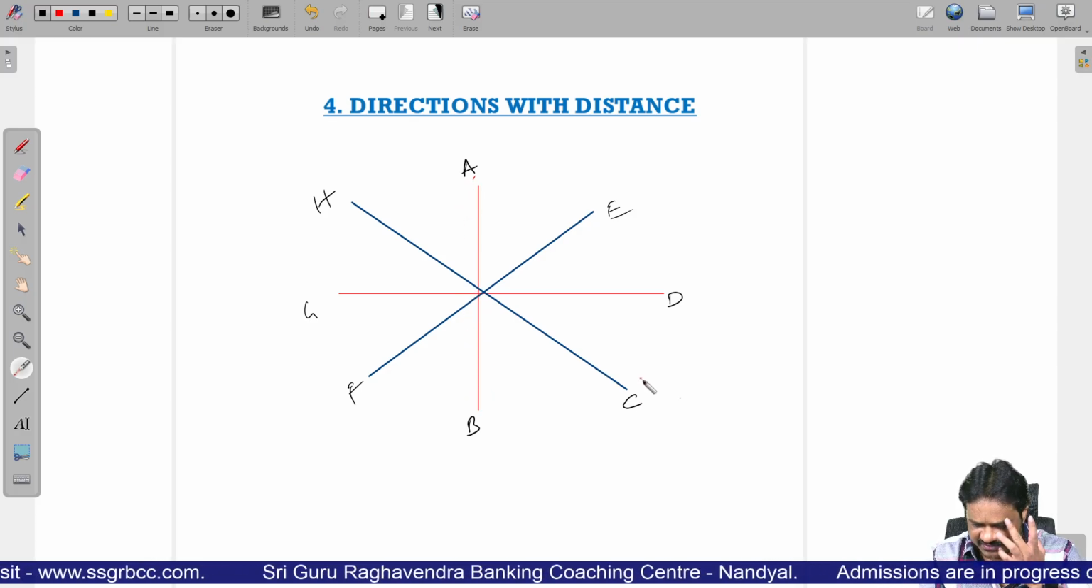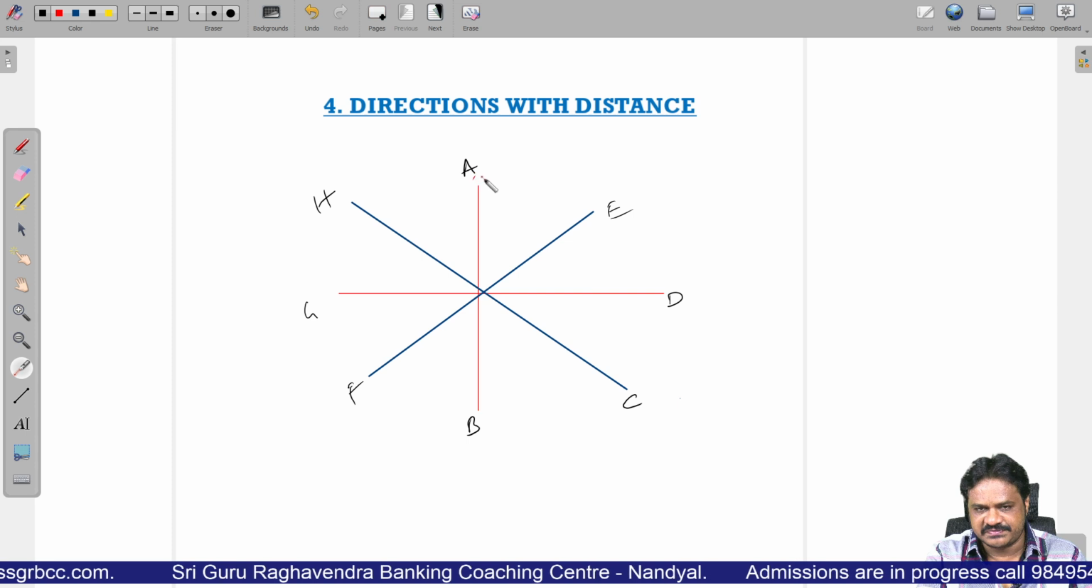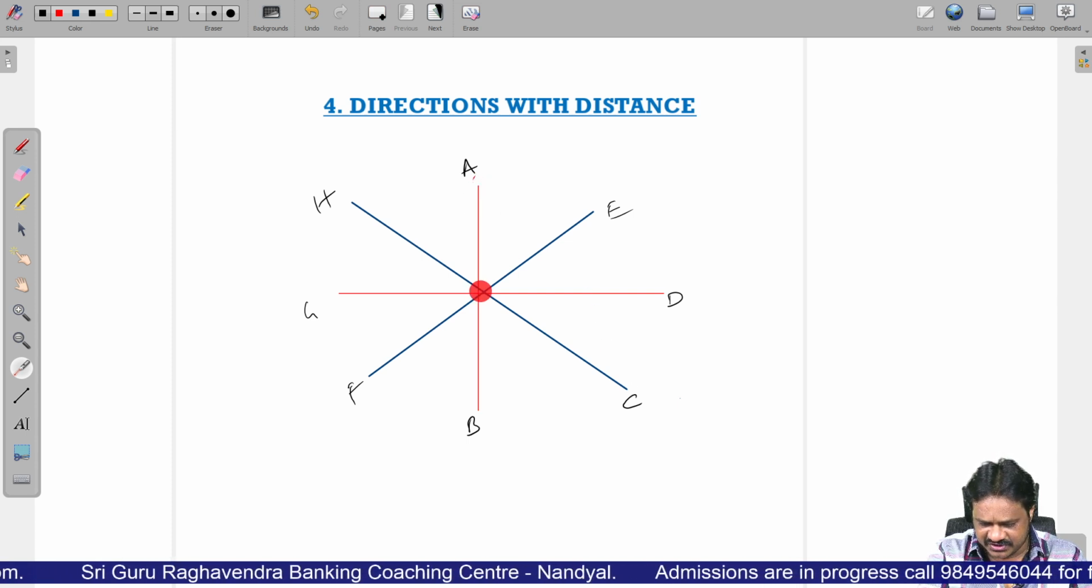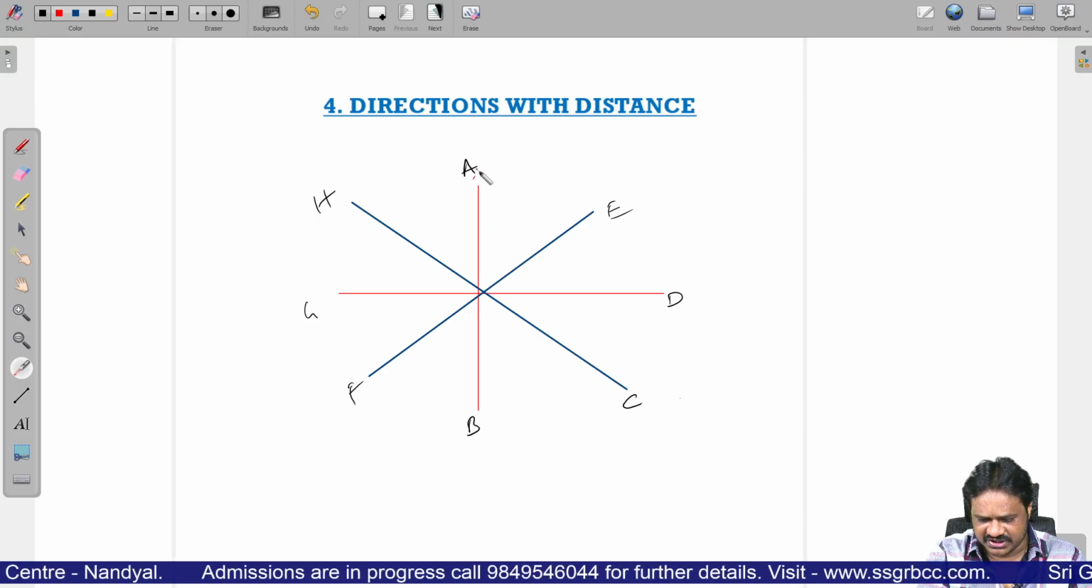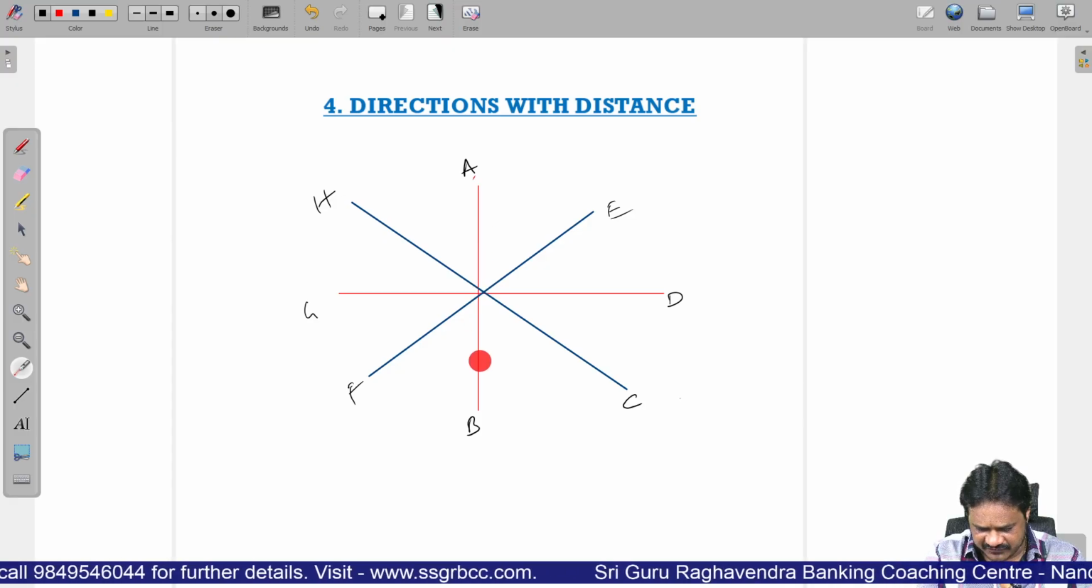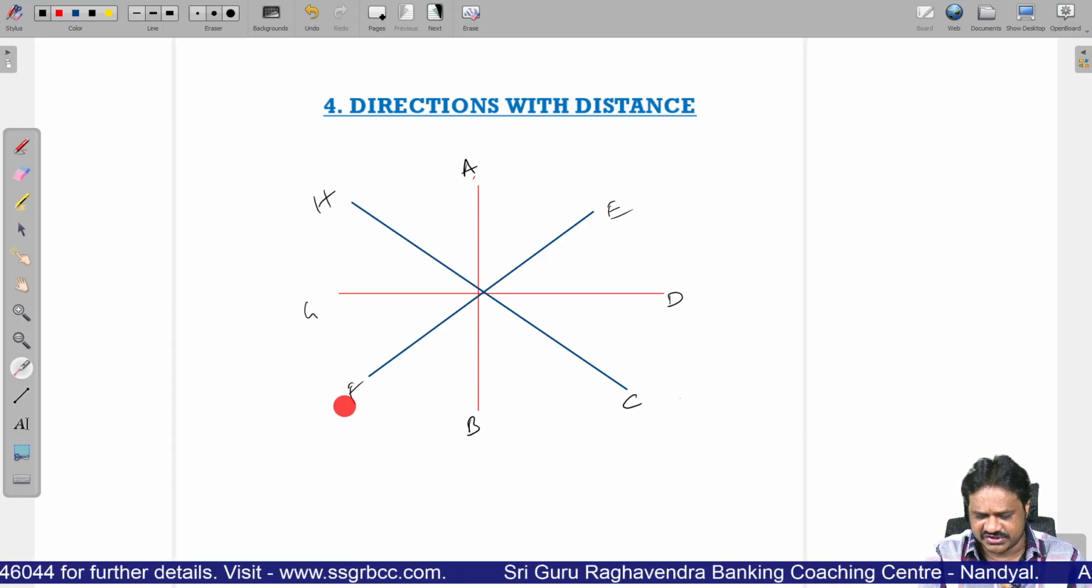Where is C with respect to A? It is on the south and to the right side. C is to the south of A and to the right side, not exactly south. So this is called southeast. When you see from A, C is in the southeast direction. Where is F with respect to A? When you see from A, F is to the south and to the left side. So this is the southwest direction.